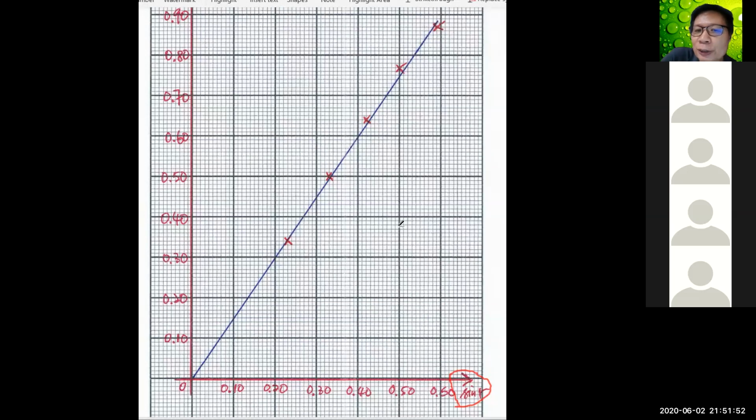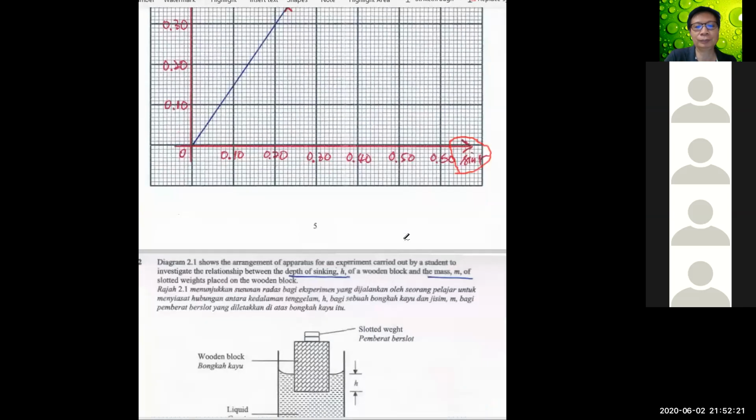I can guarantee you that the graph you are going to plot must be a straight line graph. I never see so many years already the physics format. You are asked to plot a curve. No. All straight line one. Okay, all straight line graph. Either it's directly proportional or inversely come down one. Okay. Okay, we move on to question number 2.